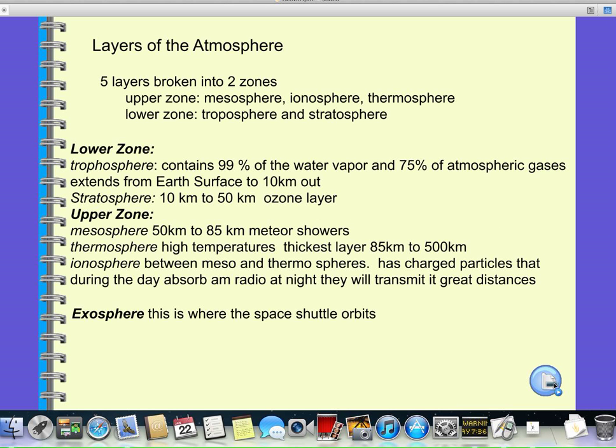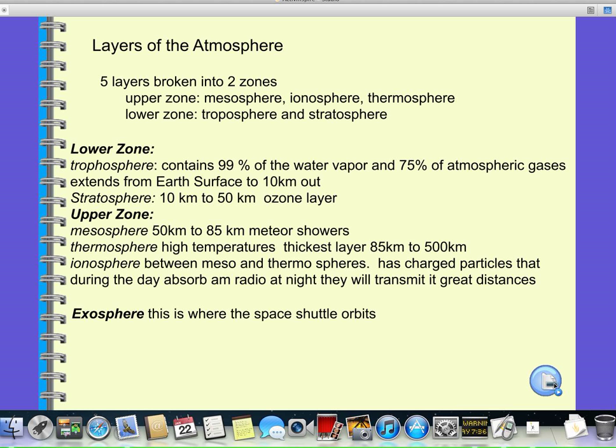Now, we said that the atmosphere went from the Earth's surface into outer space, but we need to be able to break that down into layers, and those layers are split into two zones, the upper zone and the lower zone. The lower zone contains the troposphere and the stratosphere. The troposphere has about 99% of the water vapor and 75% of all the atmospheric gases, and it only goes about 10 kilometers high. That is followed by the stratosphere, going from about the 10 kilometer mark to the 50 kilometer mark. And in here lies the ozone. I'm sure you've heard a little bit about that, but we're going to delve into that a little more in a couple of slides.